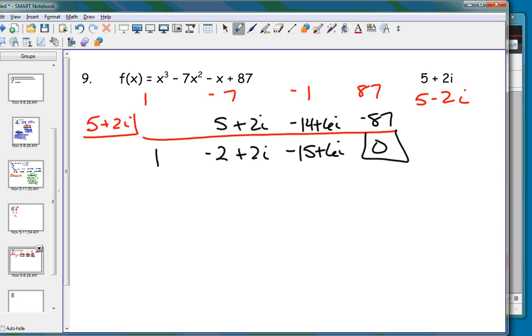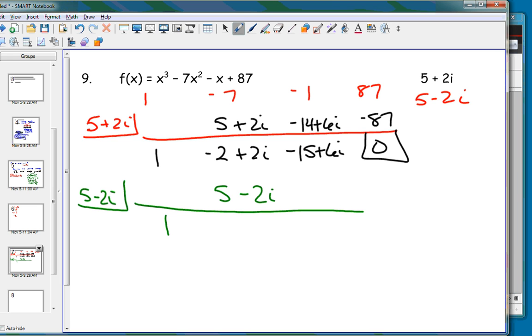The other one is going to be 5 minus 2i. So from here, I'm going to drop down my 1. 1 times 5 is 5. 1 times -2i is -2i. My i's cancel, and I'm left with a 3. Well, what's 3 times 5? 15. What's 3 times 2i? Minus 6i. What happens to both of those? They cancel out, right?